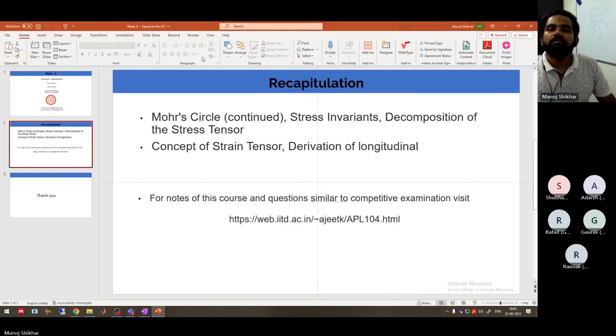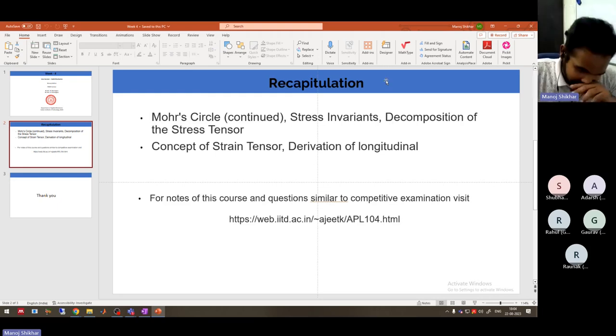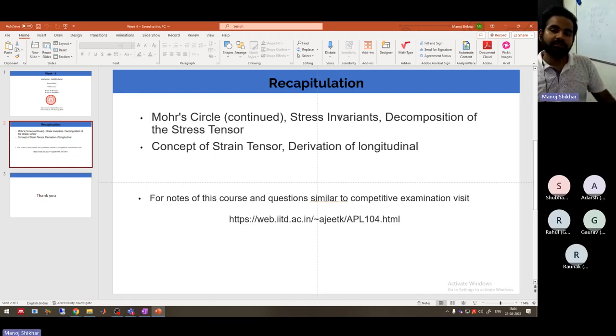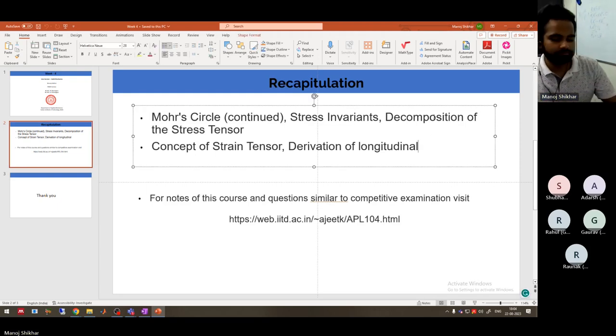The topics which have been covered in this week are: Mohr circles has been continued. Then sir discussed stress invariants. Then we decomposed the stress tensor into deviatoric component and hydrostatic component. Sir has also discussed octahedral stress. Then in chapter 11, the concept of strain tensor and derivation of longitudinal strain was covered.